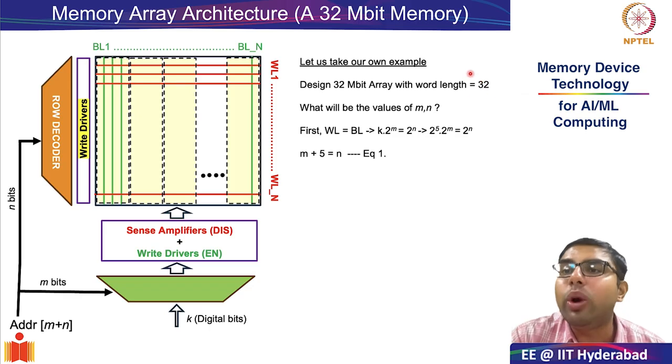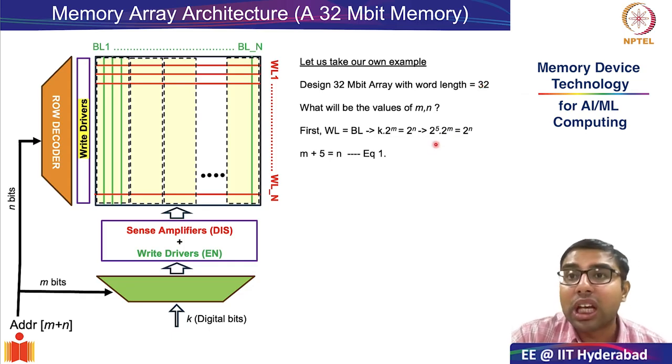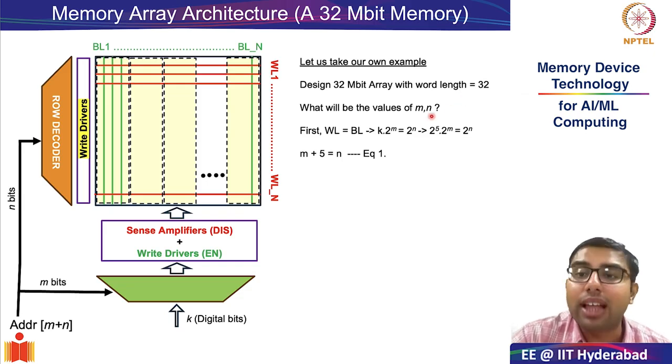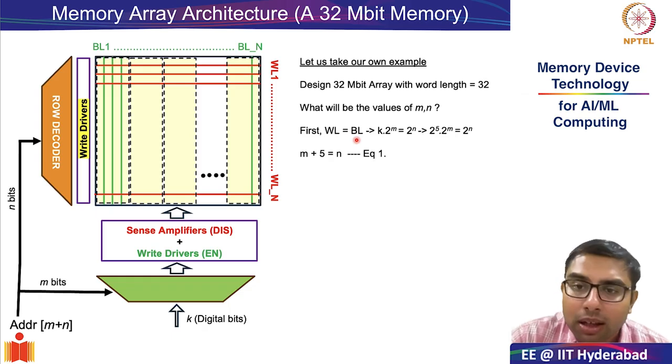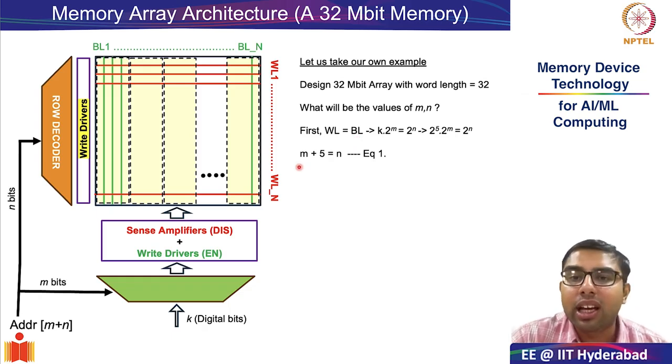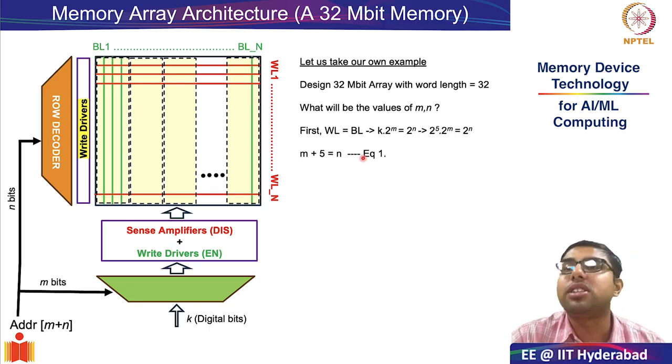Since k is 32 in our given case, we are working with an older generation of processor whose word length is 32. Remember, we discussed recently we have moved to 64 as the word length also. But in this example, let's consider k to be 32. So 32 is nothing but 2 to the power of 5. So the first equation, which comes from constraining the number of word lines to bit lines because you are considering a square array, is m plus 5 is equal to n. This is the first equation.